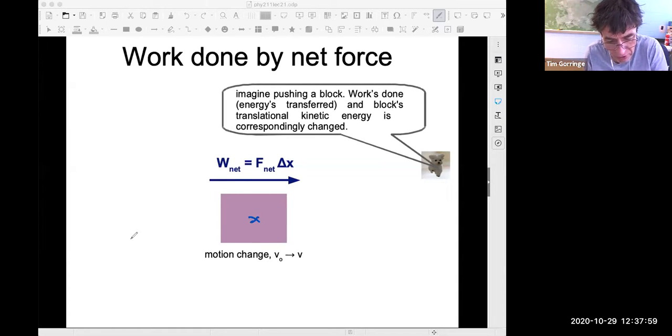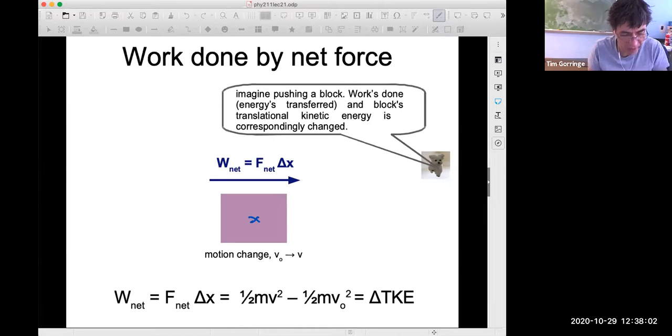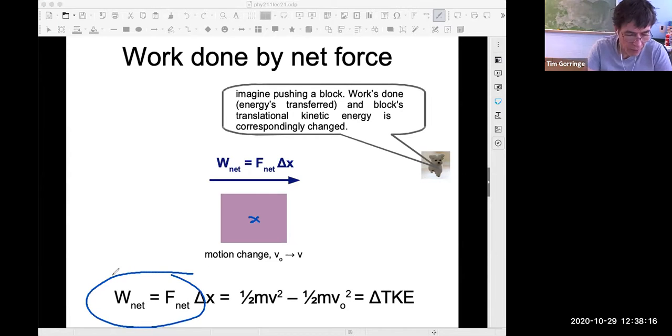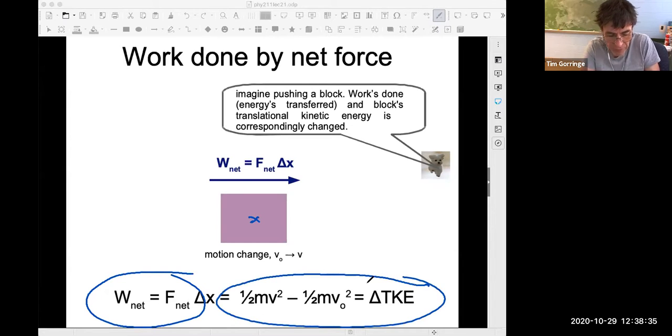We can write an equation that describes all that, and it's here. So this was the key equation. It's called a work-energy relation. If you look on the left-hand side of this equation, this is the work that's done by the net force. So the F is the force that's acting on the block, and the W here is the work, the energy that's transferred to the block.